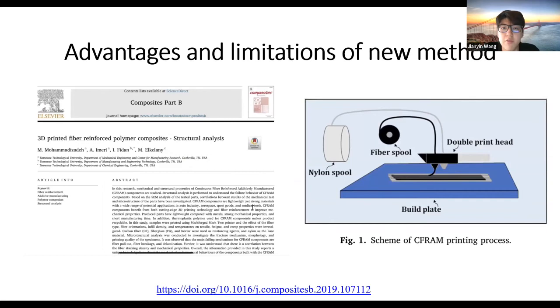Furthermore, from the 3D printing fiber reinforced polymer composite structure analysis, the research continues on carbon fiber reinforced additive manufacturing, which we call CFRAM. CFRAM components are lightweight, low price, yet strong materials with a wide range of potential applications in the auto industry, aerospace, sports goods, and other mechanical tools.